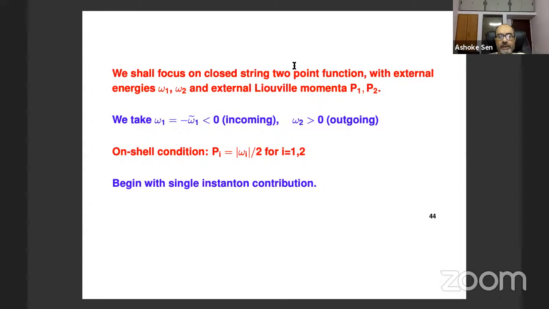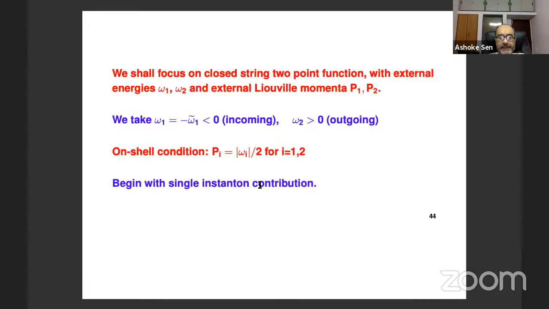So we'll focus on the closed string two-point function with external energies omega1, omega2 and external Liouville momenta P1, P2. We'll take omega1 negative, and call this minus omega1 tilde. This will represent the incoming state. Omega2 positive will represent the outgoing state. The on-shell condition corresponds to Pi being equal to mod omega i by 2. Liouville momentum is always positive because on one side there's a hard wall, so by convention it is taken to be always positive.